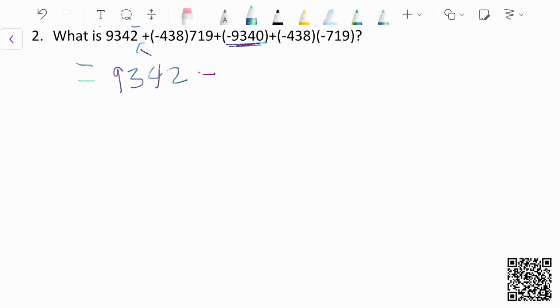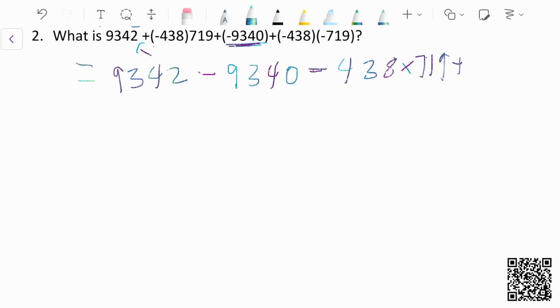9,342 subtract 9,340. And then, since you can lift the parentheses, associative property, it would be subtraction because there's the negative sign there, 438 times 719 plus negative 438 times negative 719.